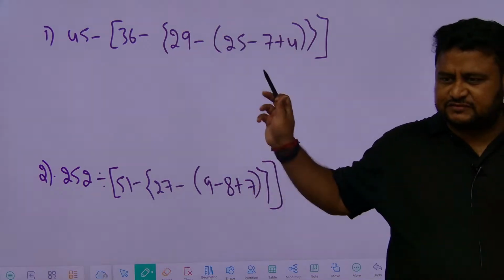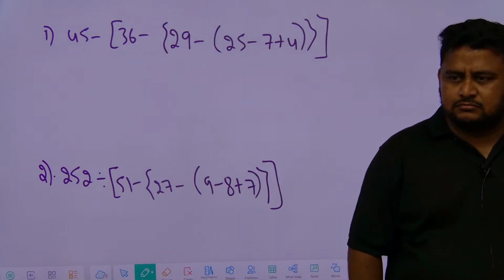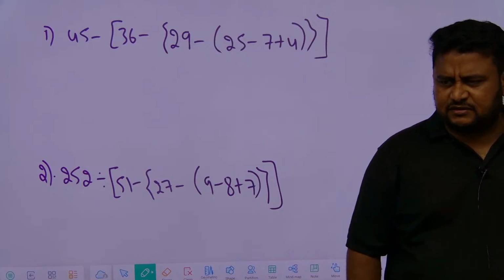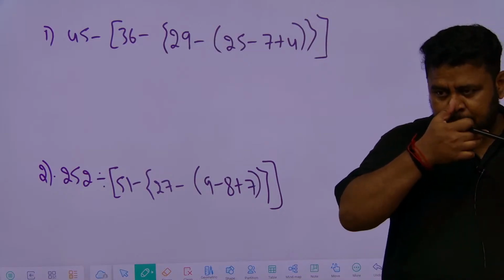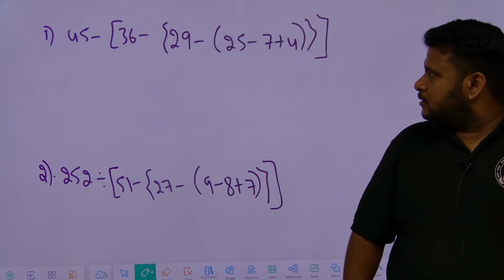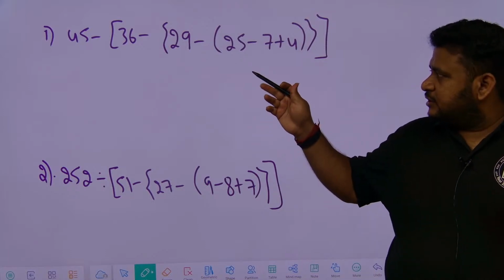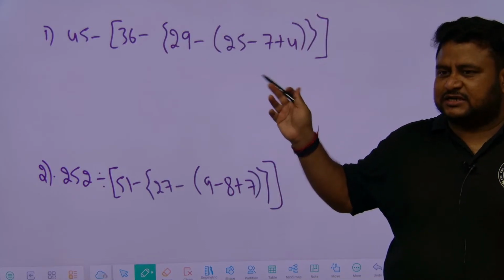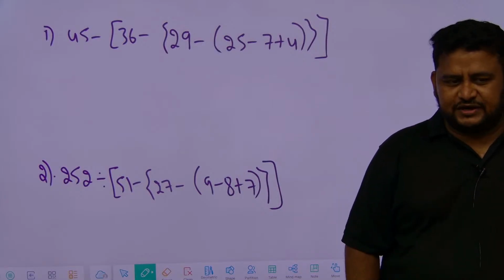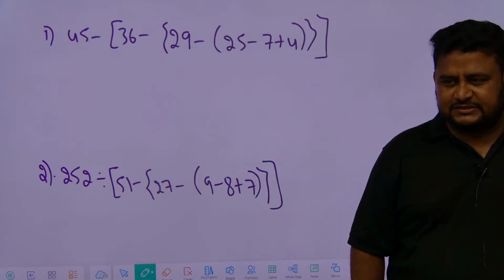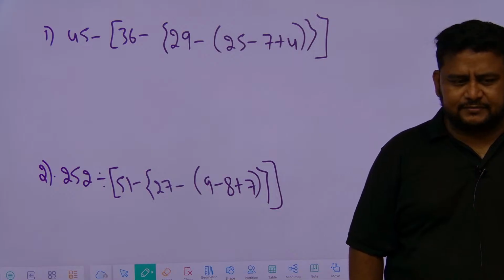What is the answer for the first one? Just tell me, even if it is wrong, it's fine. There is no multiplication, only addition and subtraction is there. Why are you finding it difficult? Tell me the answer. What is the answer you get?